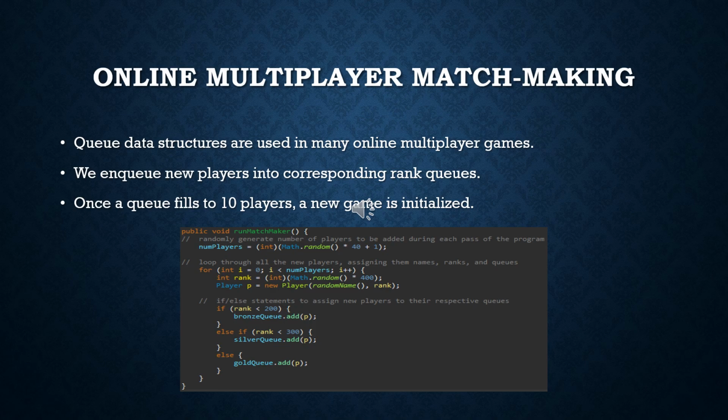Those queues would slowly fill up with new players, and once they reached a size of 10, we would say that okay, this queue is large enough for a game to be started. And so once those queues filled up to 10 players, we would initialize a game, and basically just simulate the game playing, just random numbers to determine whether the game was finished or not. Next slide.